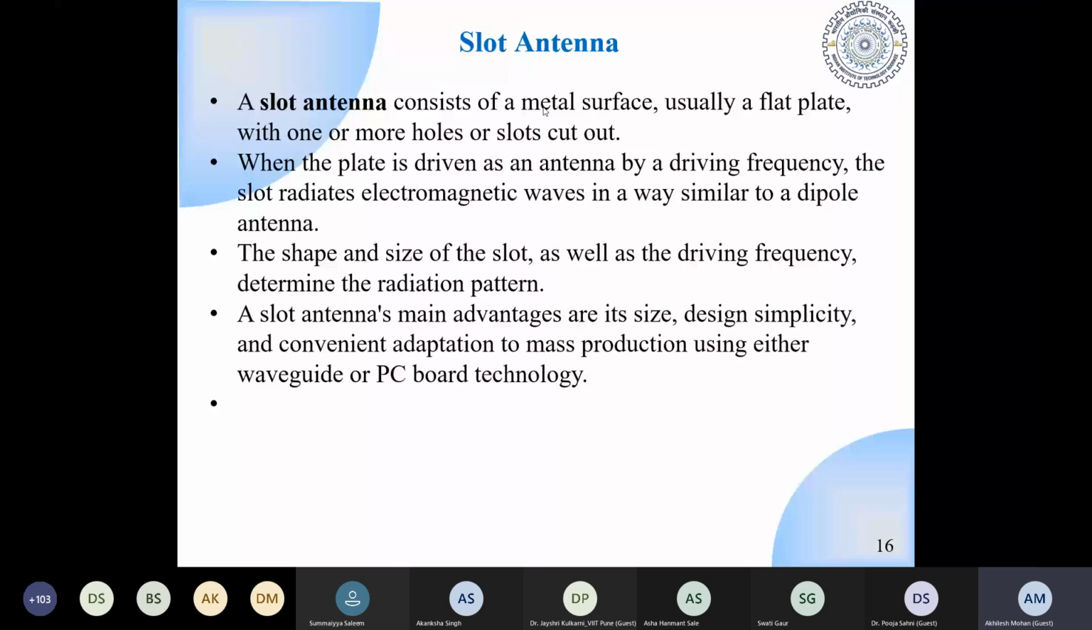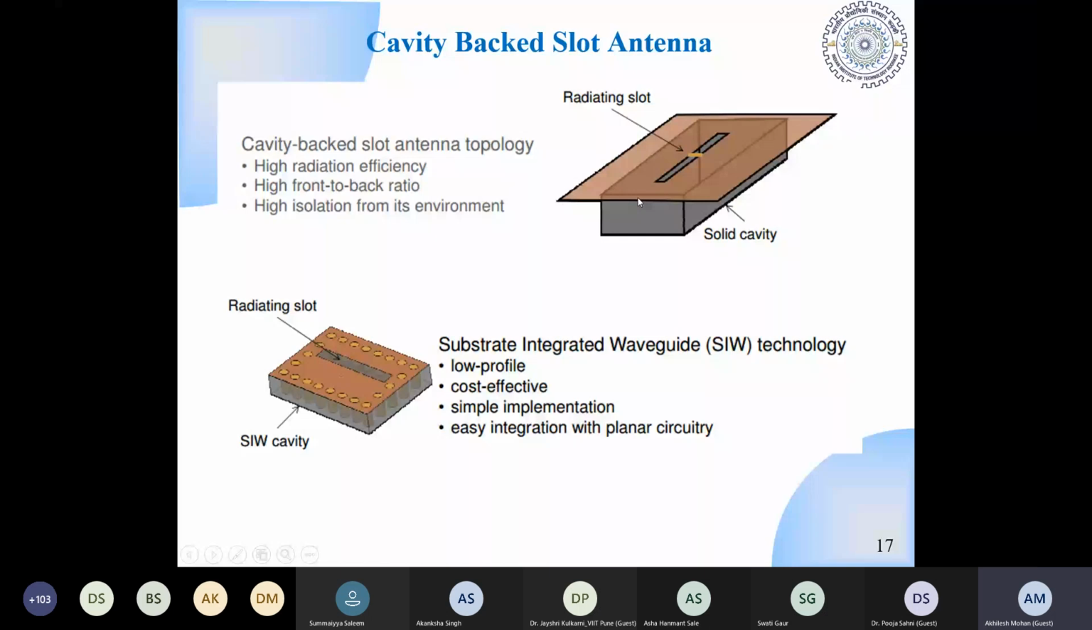But since we want directional antennas, we place another metallic sheet at the back side of this slot, which will act as a reflector. So a cavity will be formed. It is something like a cavity backed slot antenna. The resonant frequency is governed by the shape and size of the slot. This is the slot we already have in planar metallic form. You can see here, that is the cavity backed slot antenna. We have a thin copper sheet, and a solid cavity is there, and we excite this cavity.